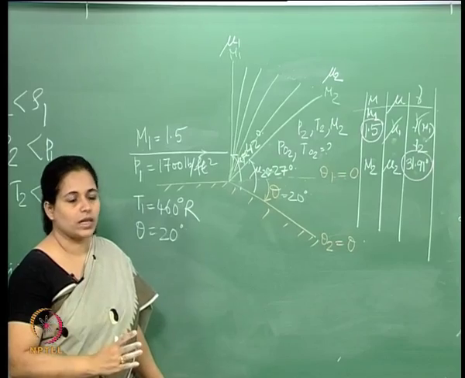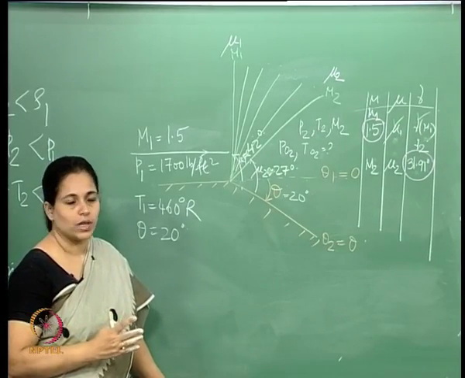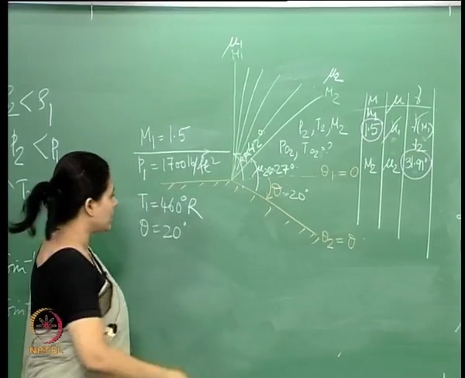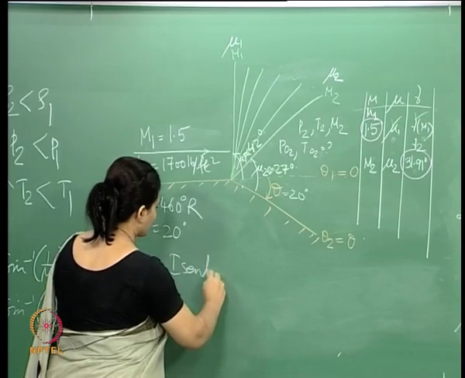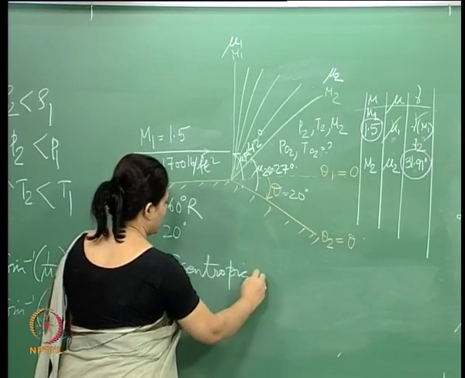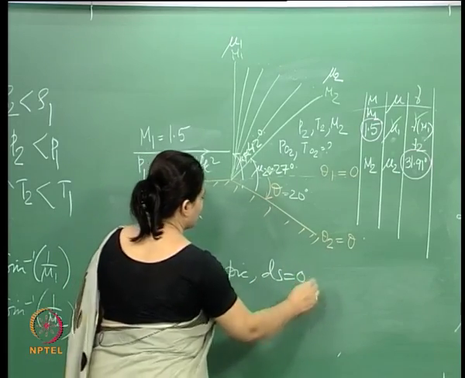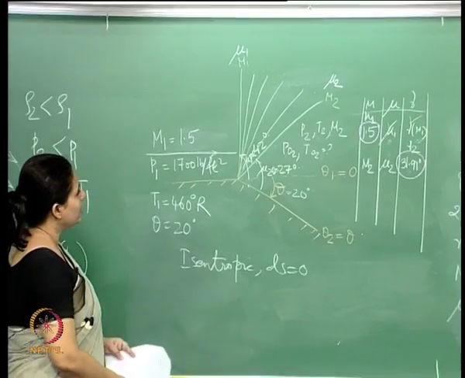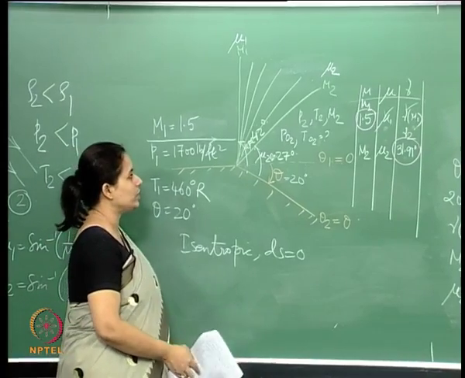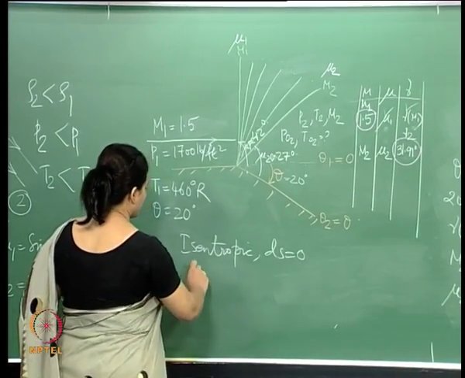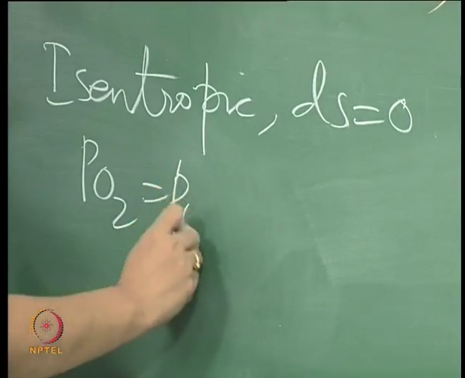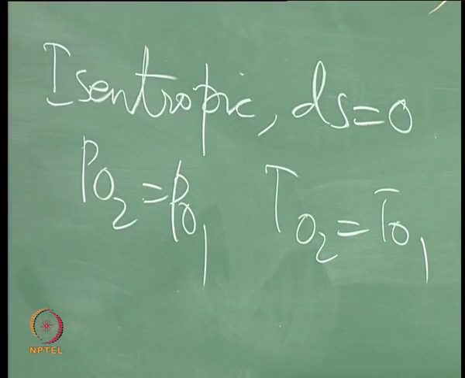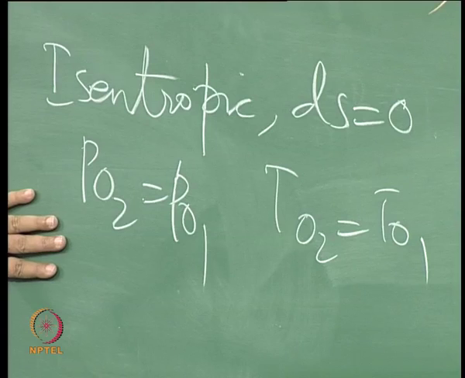Now, as I said at the outset, all of this is an isentropic relationship. So, the flow across this, the expansion across this fan, is isentropic, which means that the entropy change is 0. If that happens, what do we know immediately? Because of the isentropic condition, this is what we get right away.